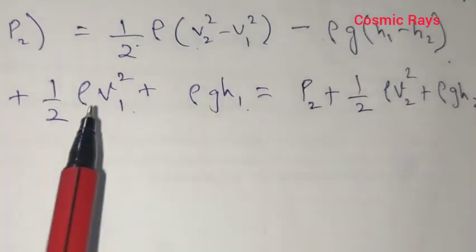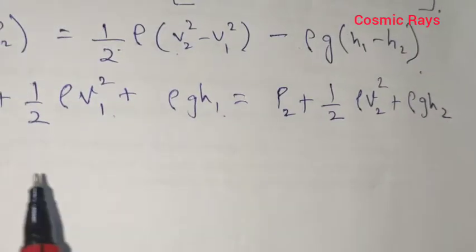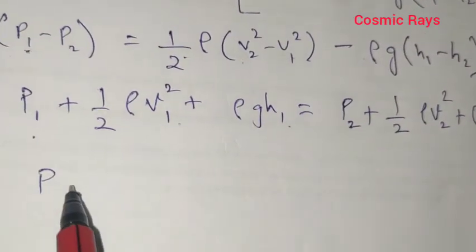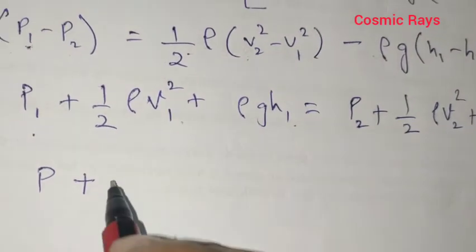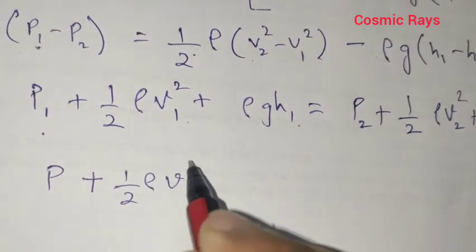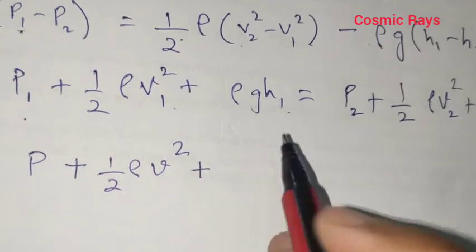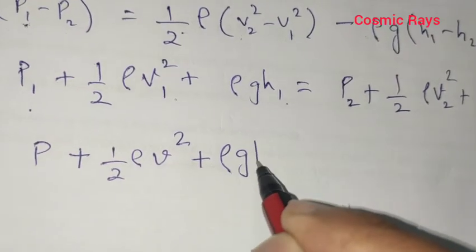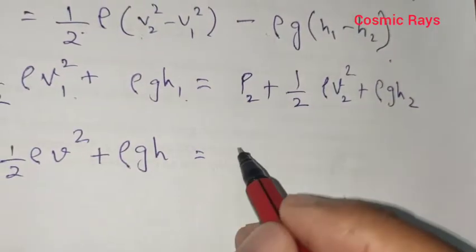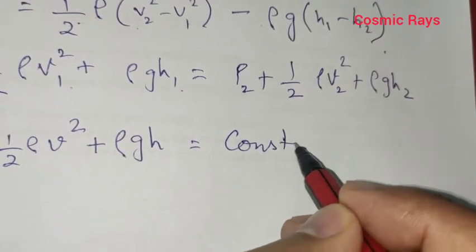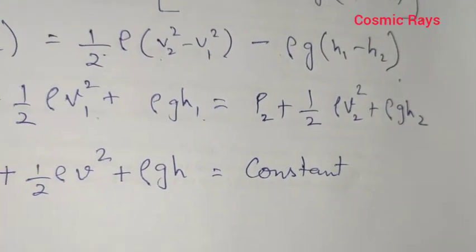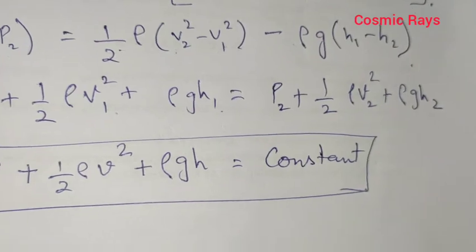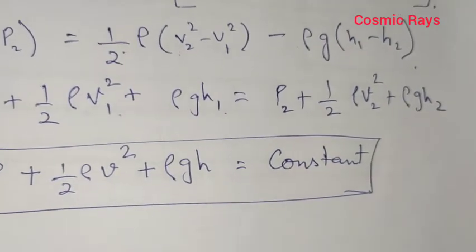Now we can write it as P, that is the pressure energy, plus half rho V square, that is the kinetic energy, plus rho g h, that is the potential energy, is a constant. And this proves our Bernoulli's theorem or Bernoulli's principle.